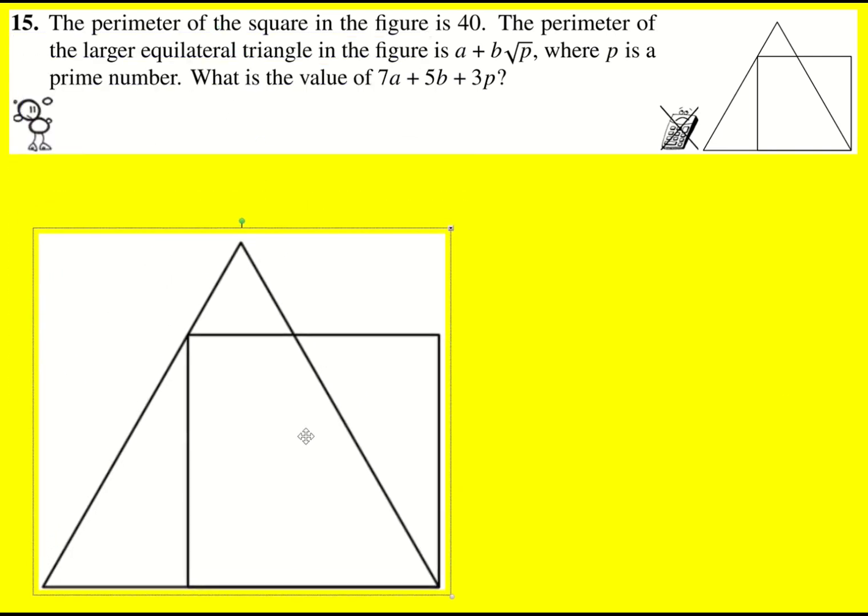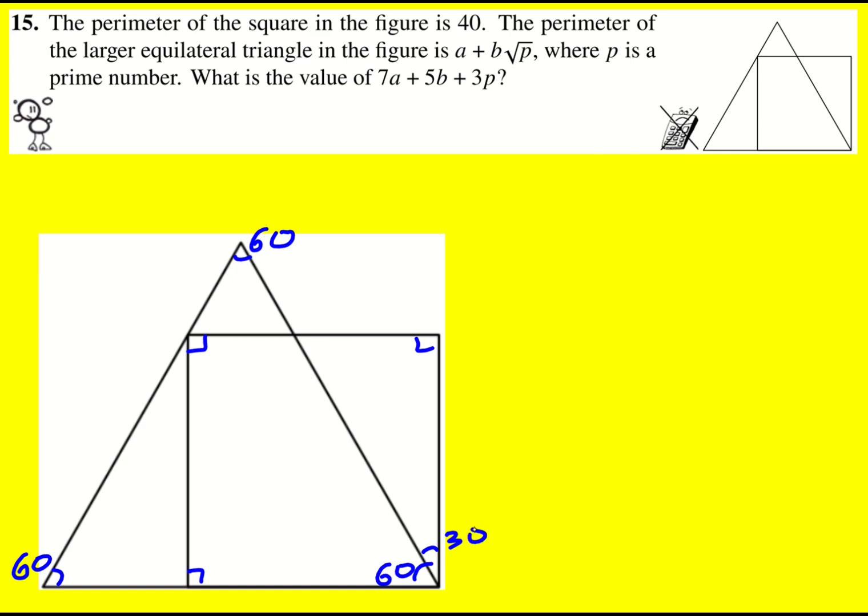Okay, an interesting question relating a square to an equilateral triangle. I can immediately add some things. This is going to be 60, 60, and 60. Oh, 90, 90, 90. The whole thing here is 90, so that will be 30. Actually, we can continue to write these angles on.